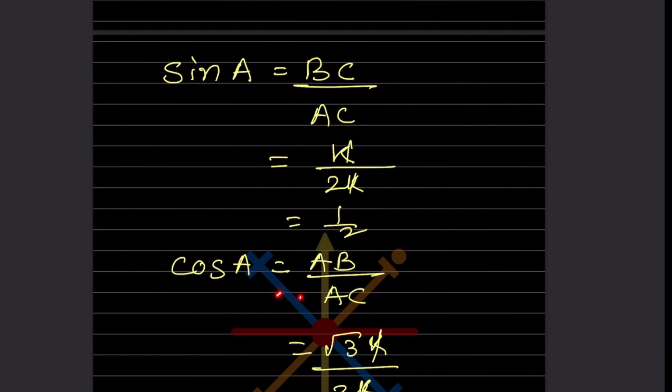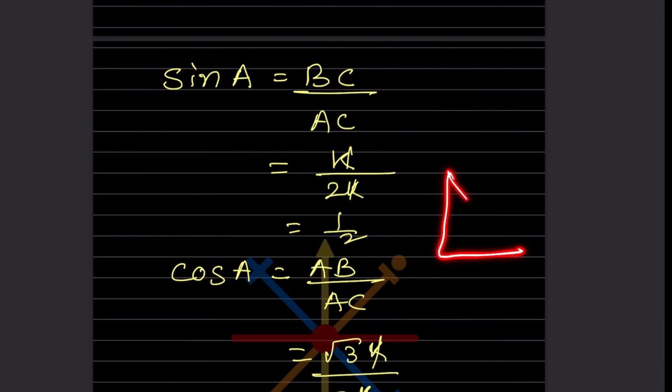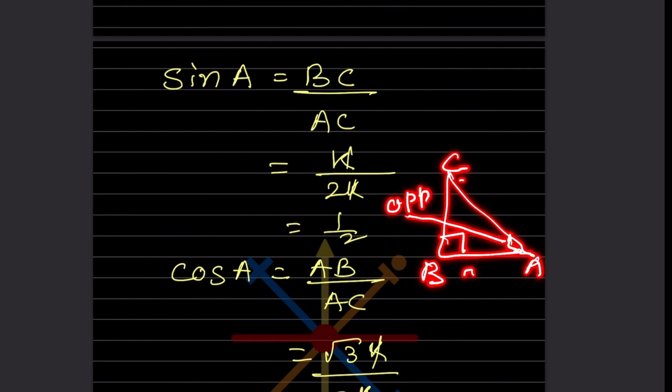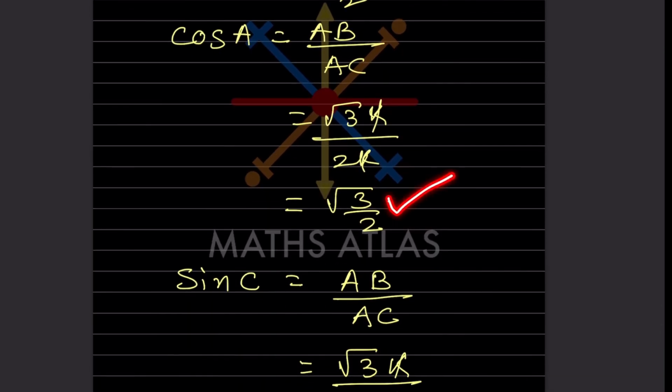Again for cos A, now again we'll look at this one. Or I'll do one thing, I'll draw the diagram over here, because this will be better instead of scrolling. A, B, C. Now see here, this is the opposite side, adjacent side, and the hypotenuse. So you know, cos is adjacent by hypotenuse. Adjacent is AB and the hypotenuse is AC. AB is root 3K, you can just scroll and see, and AC is 2K. So this and this get cancelled. So what do we get over here? That is root 3 by 2.